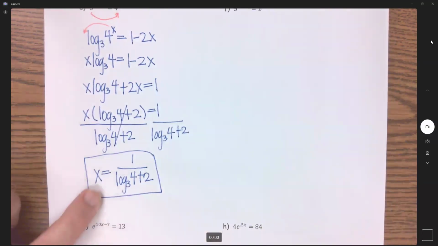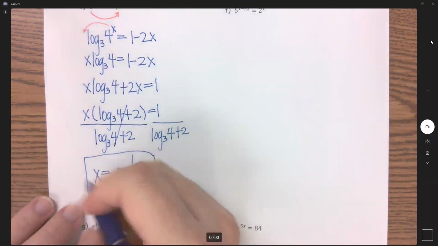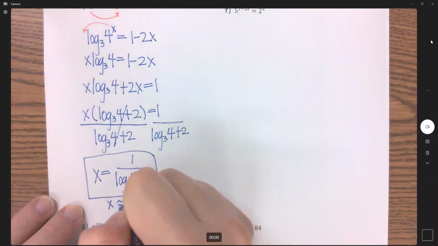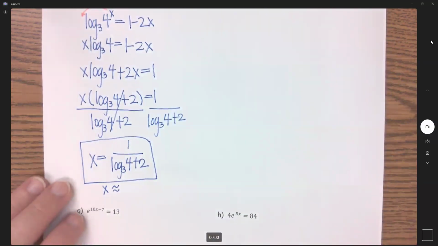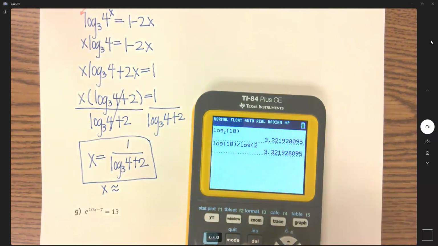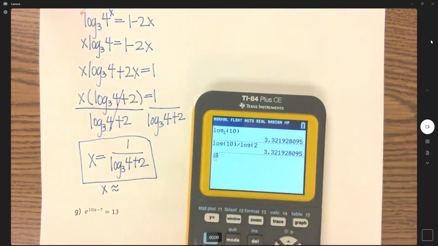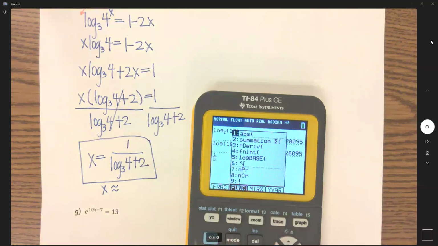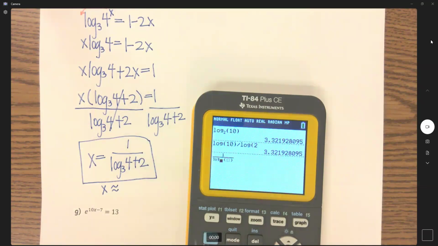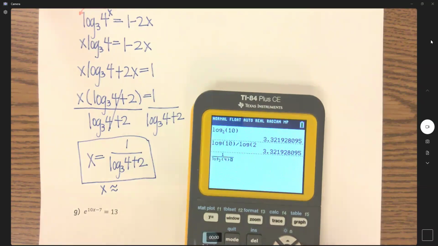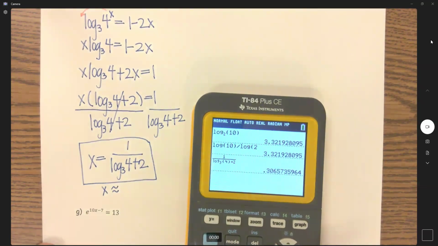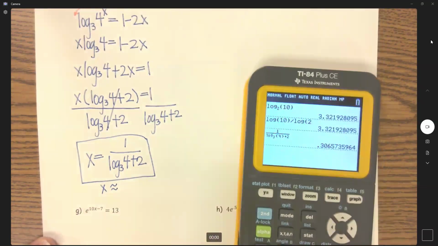So there is my exact solution. Again, we can type this into our calculator to get a decimal equivalent. If I do alpha y equals, to get my fraction. We have 1 divided by alpha window for my log base of 3 of 4 plus 2. This is about, we'll call it 0.307.